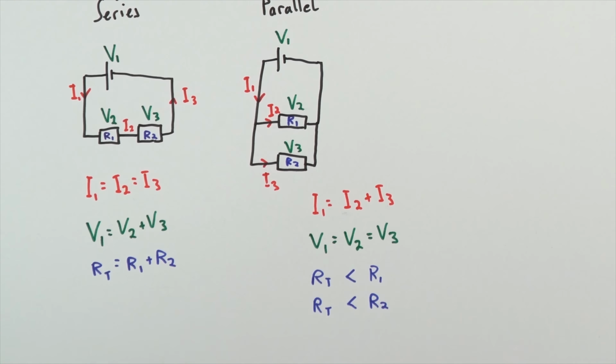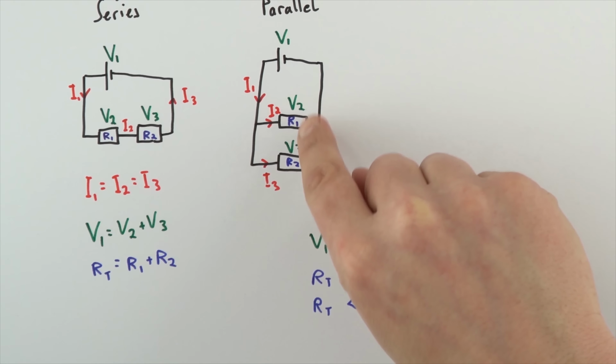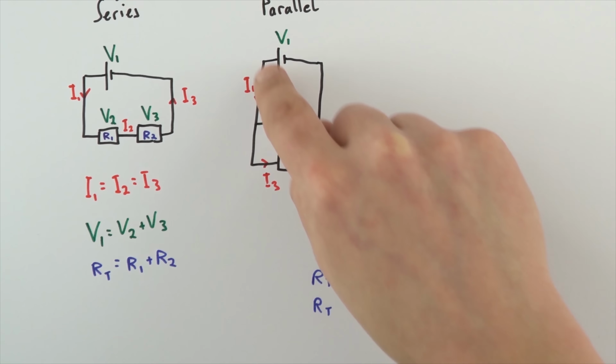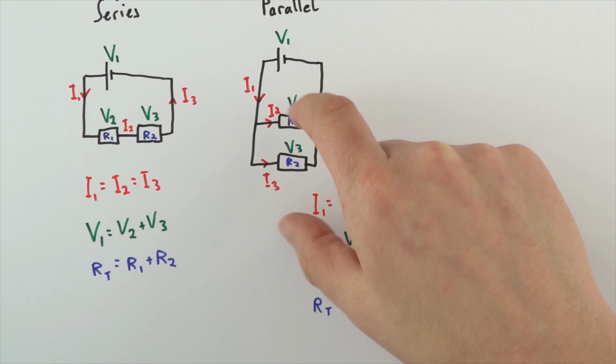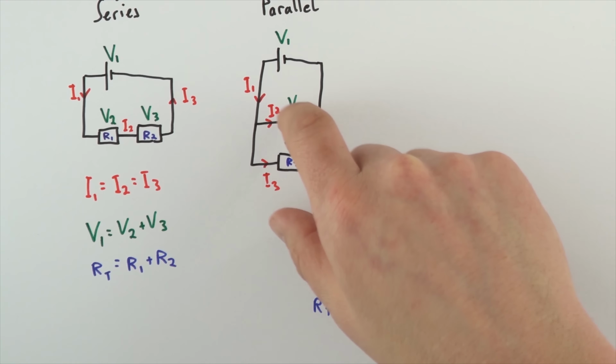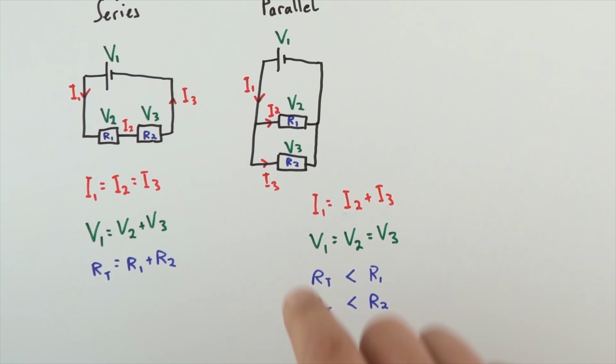But in a parallel circuit, if we had R1 and R2 now in parallel, there's effectively more ways for the current to flow. So the more resistors you have here, the lower their total combined resistance. Now, you don't need to calculate it, but you need to know that the total resistance is going to be less than the value of R1, and also less than the value of R2.